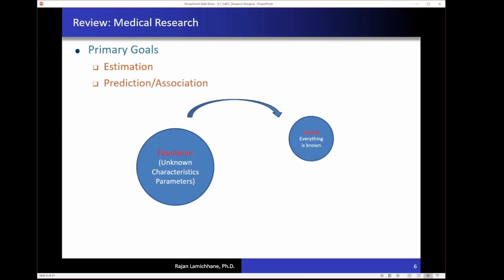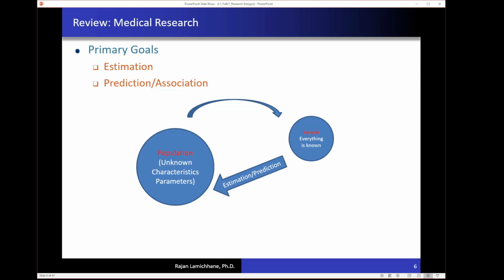And the second goal is about prediction and association. When you are trying to develop an association between two factors, think about lung cancer and smoking. If you want to establish an association between lung cancer and smoking, or if you want to predict obesity status based on several demographic and other diet factors, then you need to find some way to establish those associations, and this is possible by using statistics or biostatistics.